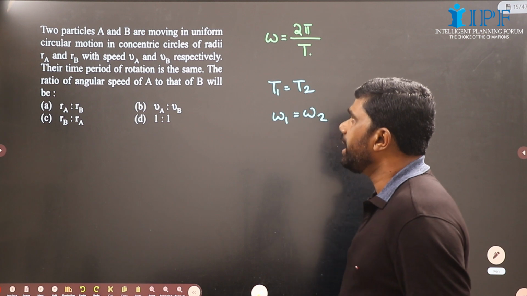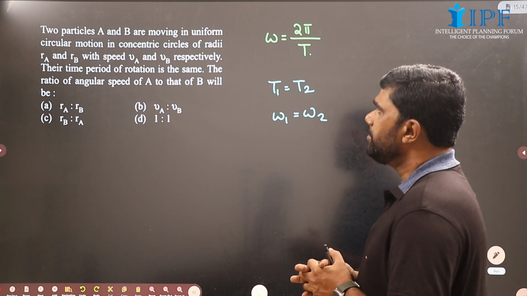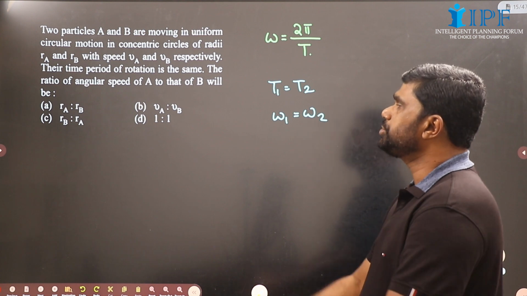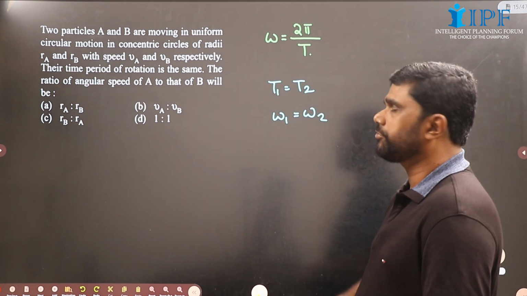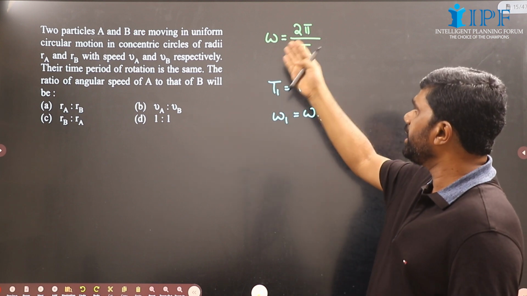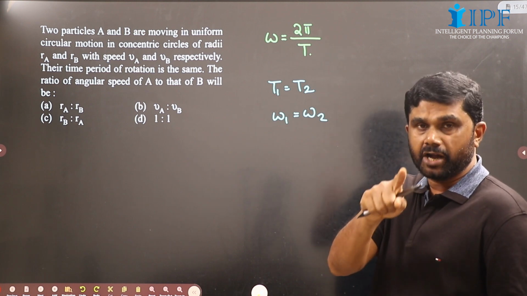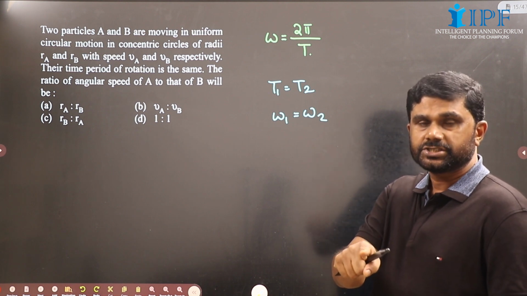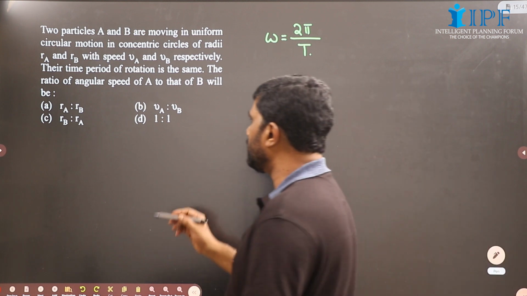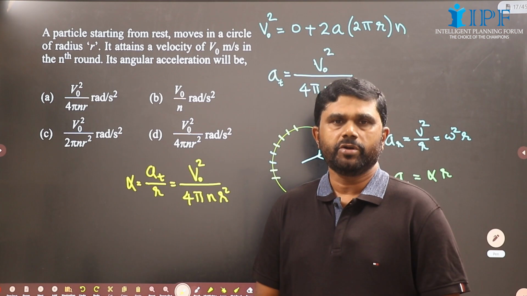Next, two particles A and B are moving in uniform circular motion in concentric circles of radii RA and RB with the speeds VA and VB respectively. Their time period of rotation is the same. What is the ratio of the angular speed of A to that of B? Angular velocity omega equals 2 pi by T, and since 2 pi is a constant, angular velocity depends only on the time period. The time period is the same for both bodies, so they will have the same angular velocity, and the angular speeds will be in the ratio 1:1.